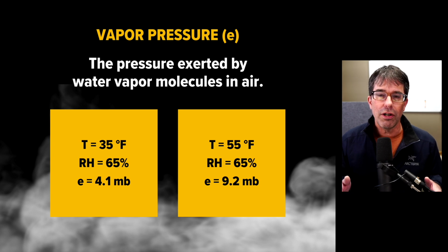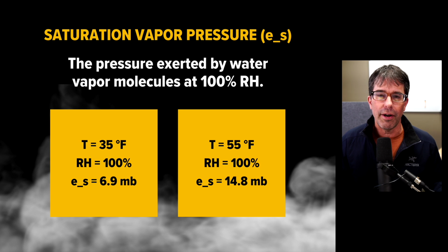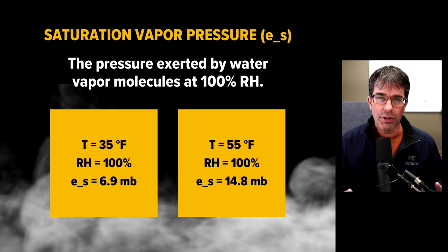But vapor pressure alone is not a predictor of condensation. Just because vapor pressure is lower in one scenario does not mean that you're more likely to get condensation in that scenario. We also have to look at saturation vapor pressure. This is the vapor pressure exerted by water in an environment where you have 100% humidity. So let's look at the same two scenarios, but now with a relative humidity of 100%. The saturation vapor pressure at 55 degrees is much higher than the saturation vapor pressure at 35 degrees. But again, this property alone, saturation vapor pressure, is not a predictor of condensation.